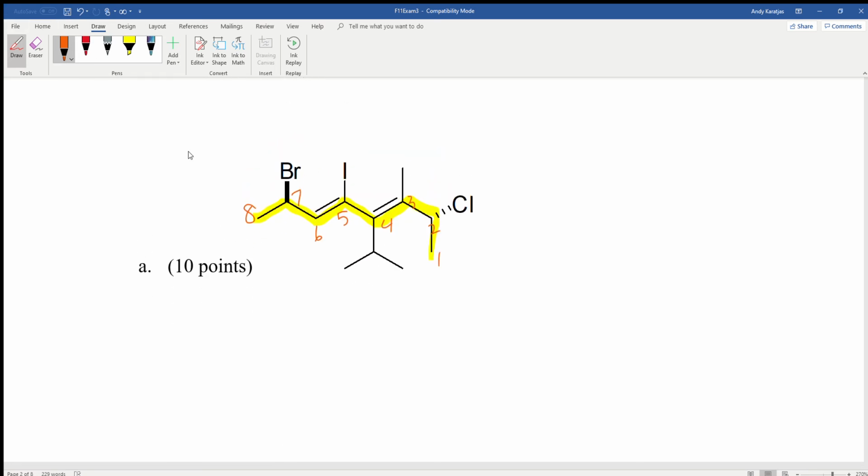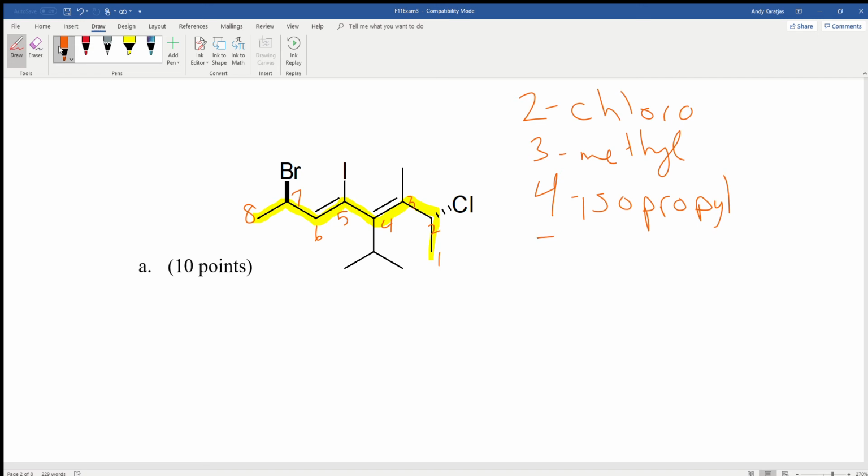So with that, we can start listing the names of our substituents. We have a chlorine at 2, a methyl at 3, an isopropyl at 4, an iodine at 5, and a bromine at 7.